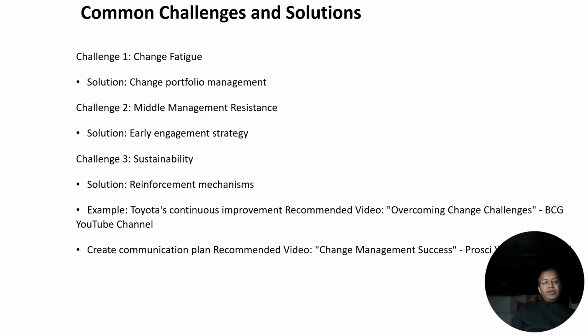A good example of reinforcement mechanisms is Toyota's continuous improvement. They have a very strong continuous improvement kind of culture. They reinforce change. They are not going backward. They build on from strength to strength. They set new benchmarks and they outdo themselves.